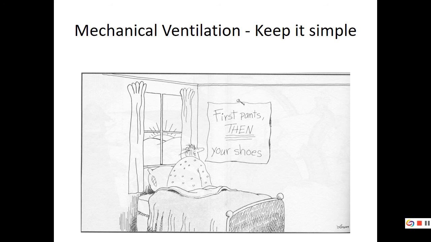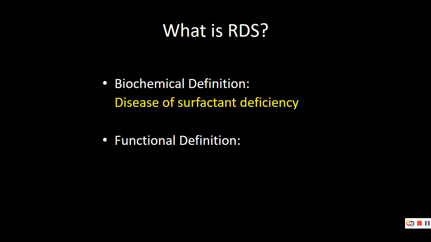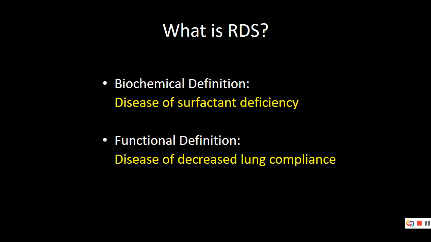Now we're going to move on to what I want to call mechanical ventilation 101. So does anyone know what the biochemical definition of RDS is? Respiratory distress syndrome, or hyaline membrane disease. So it's basically a disease of surfactant deficiency. What about the functional definition? The functional definition of respiratory distress syndrome is a disease of decreased lung compliance.